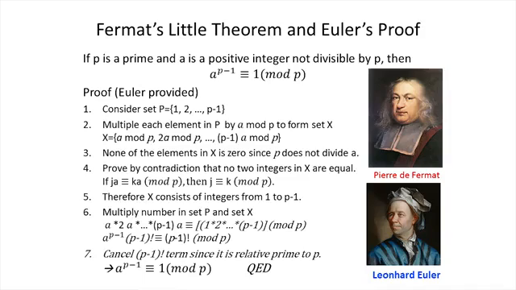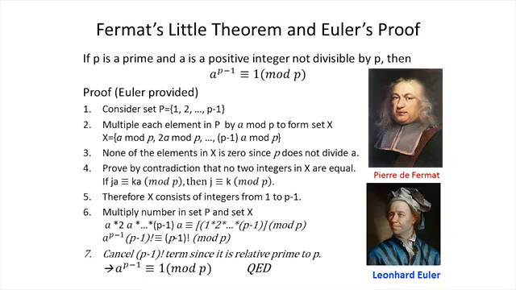Multiply each element in set P by A mod P to form set X. Now we have a set X. The first element is A mod P. The second element is 2A mod P, and so on until the last element, (P minus 1) times A mod P. None of the elements in X is 0, since P cannot divide A.